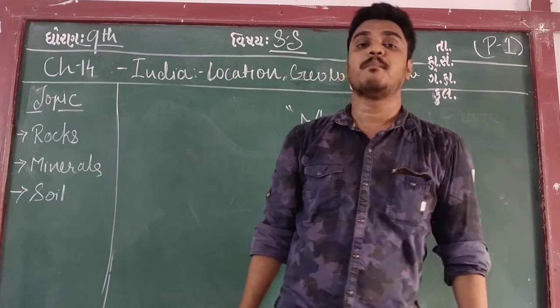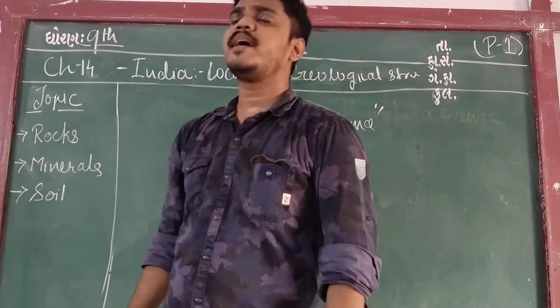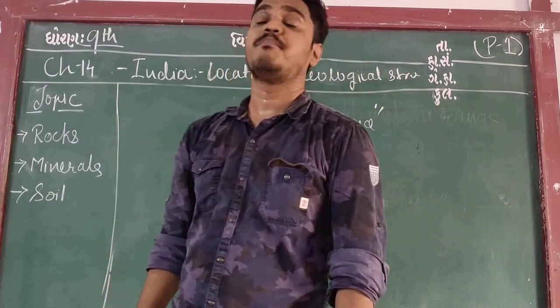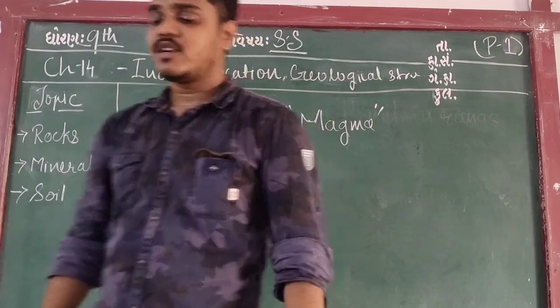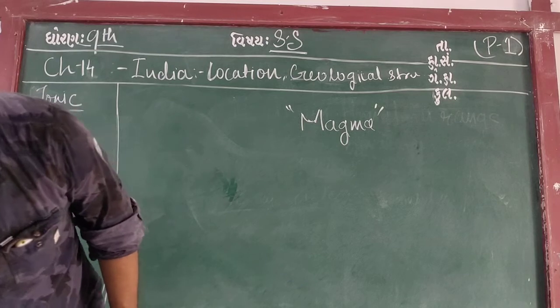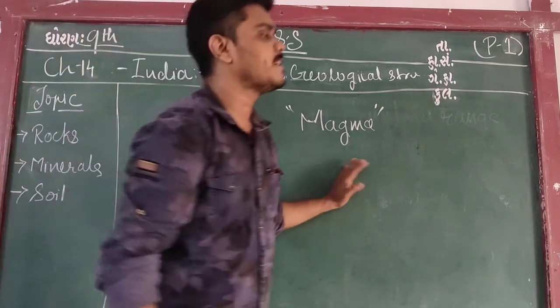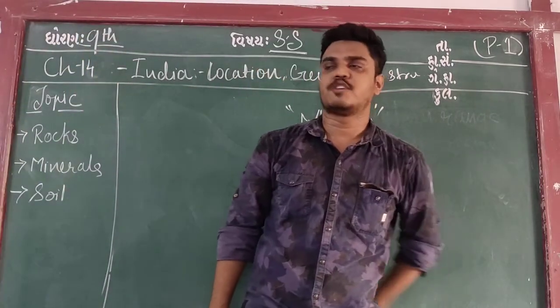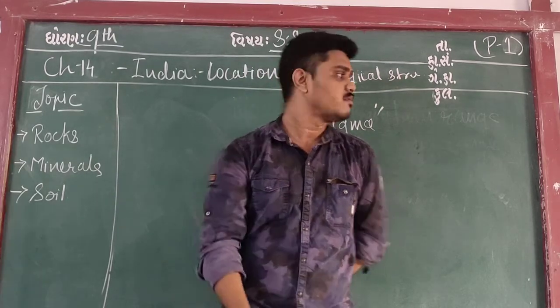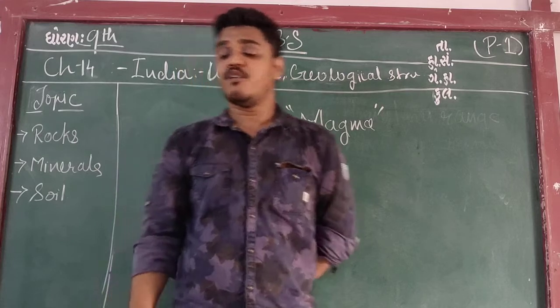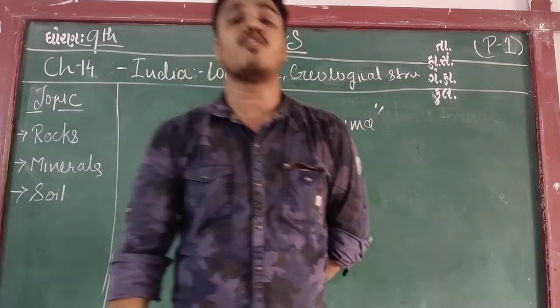That is called magma. So the magma is one of the important reasons behind the formation of igneous rocks. Got it? So igneous rocks are formed by this, because of the heat. Igneous rocks are prepared because of heat, because of magma.